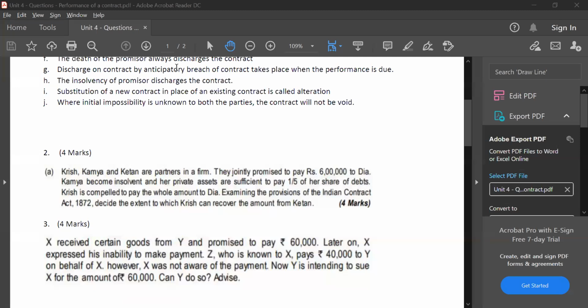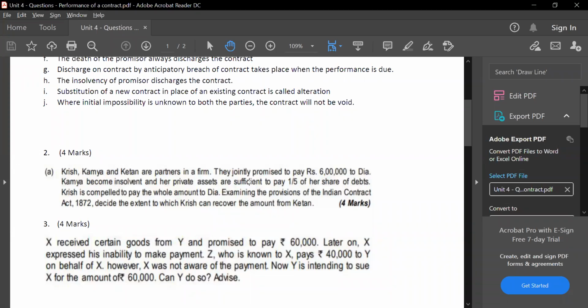Krish, Kamya and Ketan are partners in the firm. They jointly promised to pay 6 lakh rupees to Diya. Kamya became insolvent and her private assets are sufficient to pay only 1/5 of her share of the debts. Krish is compelled to pay the whole amount to Diya. Examining the provisions of the Indian Contract Act 1872, decide the extent to which Krish can recover the amount from Ketan. Take a minute, go through the question, guys.